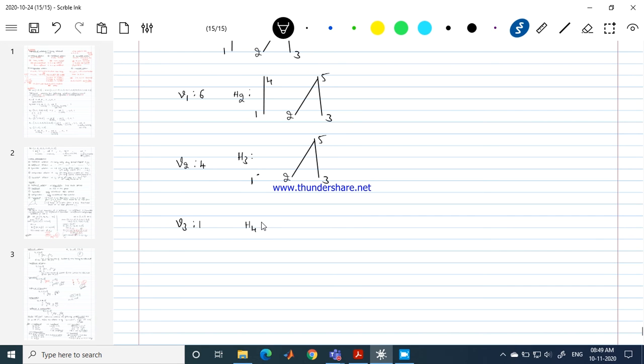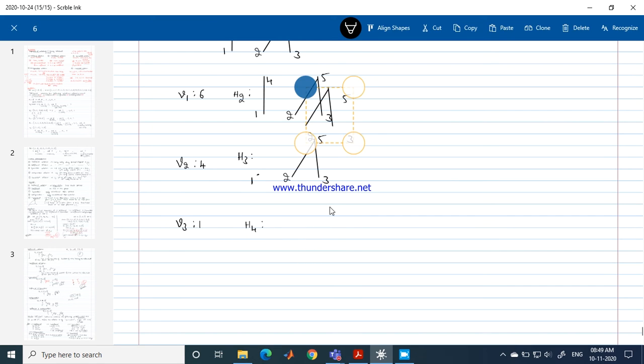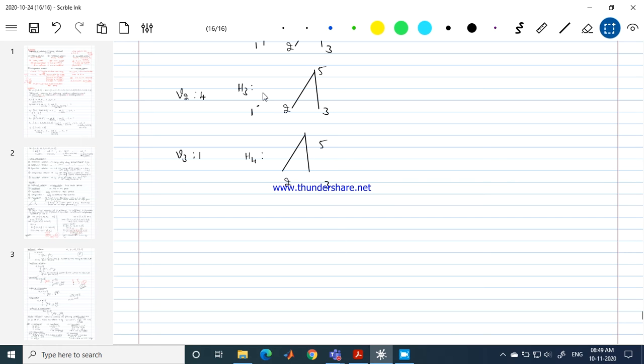So therefore my H4 is what? So this is the new graph H4. Because this vertex is deleted and the edges which are terminating at this vertex, there are no edges, so you're just deleting that vertex, that's all. So next one is V4. For V4, how many choices we have? For V4 we have only one choice, so that is 5 itself. So 5 is the only vertex that we can delete from here.